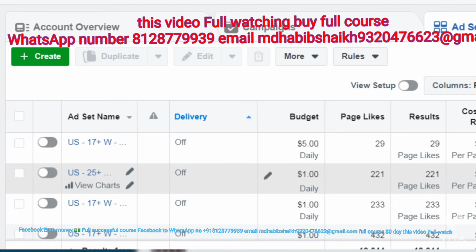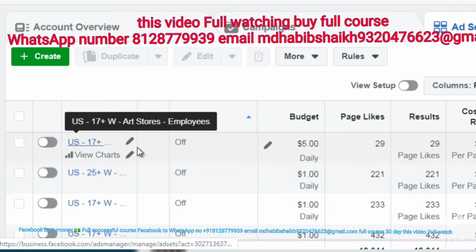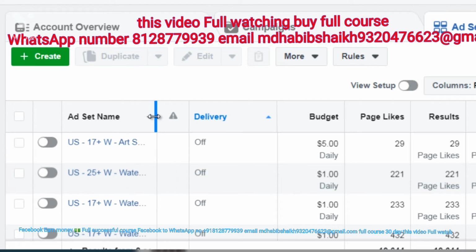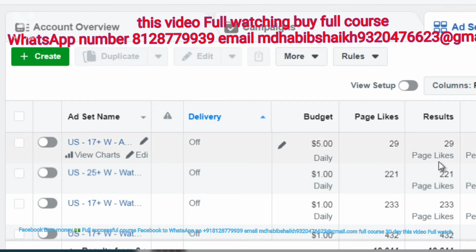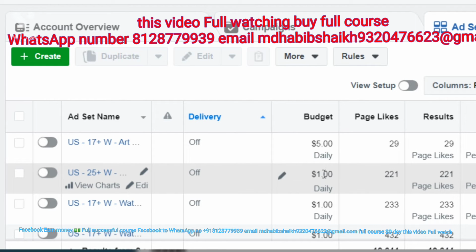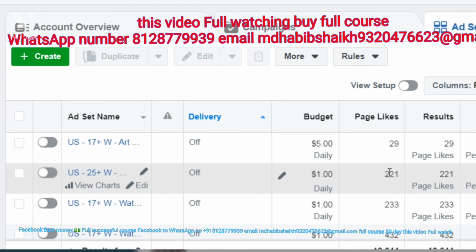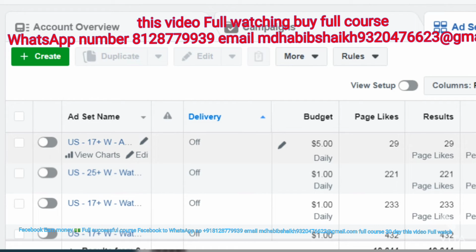So I wanted to show you real quick. These different rows are showing different countries. You can't really see it now, but as I scroll down, you'll see it in just a minute. Generally speaking, we'll run daily budgets of about $1 to $5. Now you can see some of these are getting 29 likes, 221 likes, and then you can see the results, and of course the cost per result. Some of these are getting about 9 cents a like, and some are getting 3 cents or 1 cent, and then some are getting 34 cents.